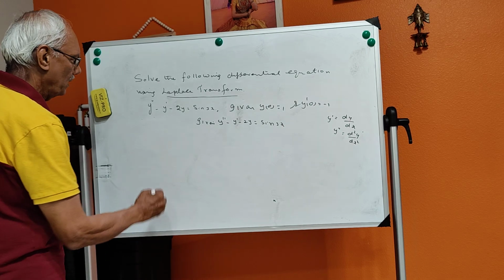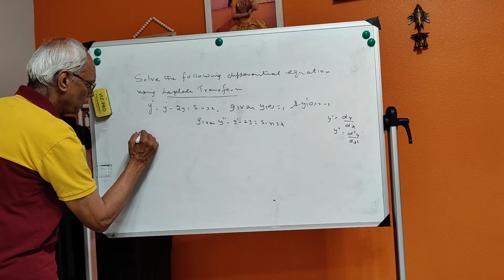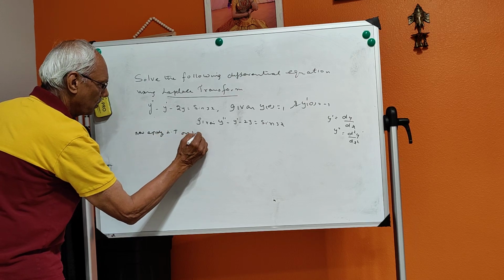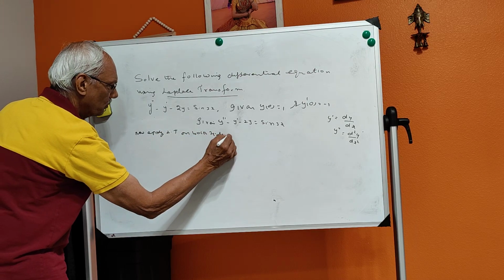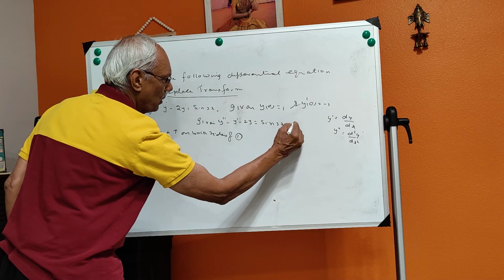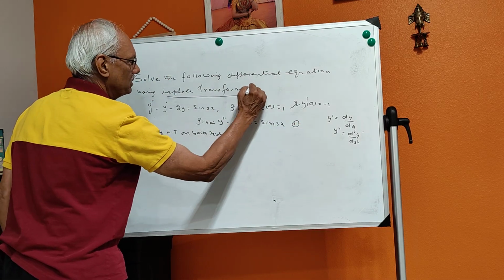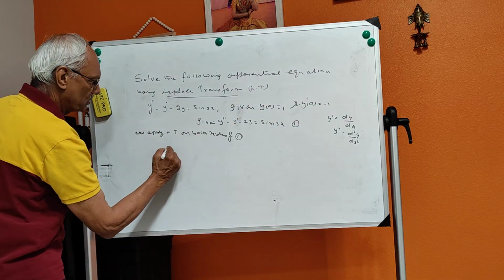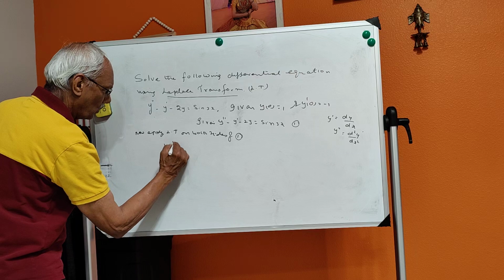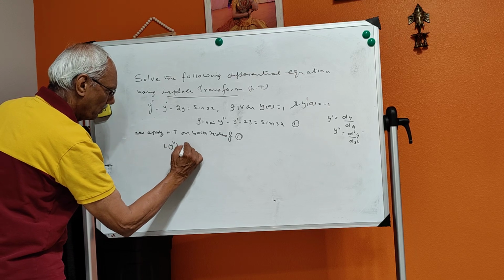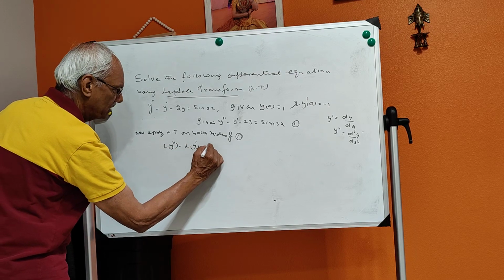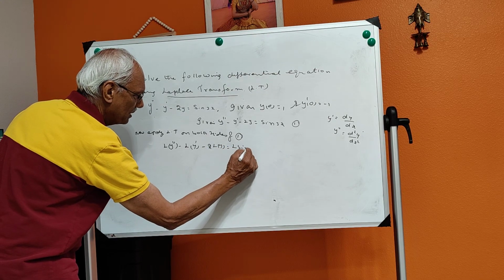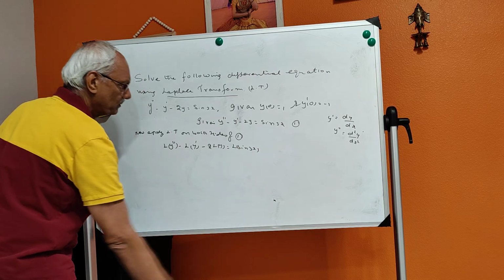Now let me apply Laplace transform on both sides of equation 1. Apply Laplace transform on this, so you get L of y double dash minus L of y dash minus 2 into L of y is equal to L of sine 3x.